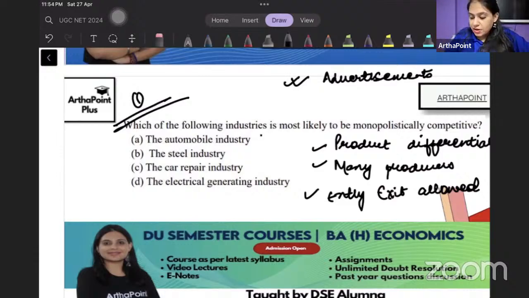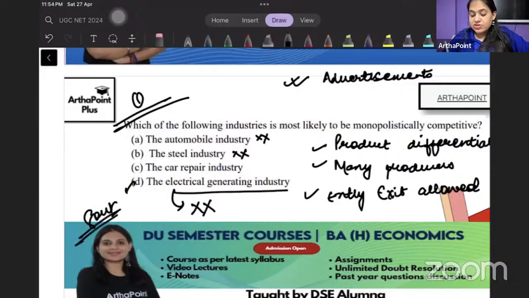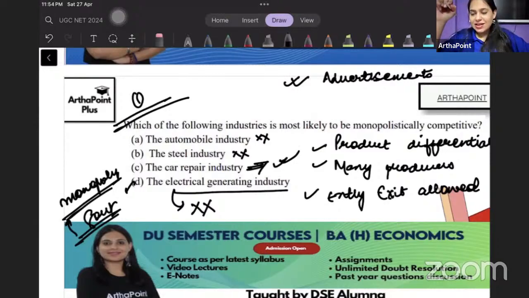Automobile industry, no beta. There are limited firms. Only a few firms can sell cars, right? So no. Steel industry, no. Limited firms. Electric generating industry, definitely no. In some countries, only the government generates electricity. It has a monopoly in it. Definitely no. So which one is left? Car repair industry. Yes. This again has a little story to it.